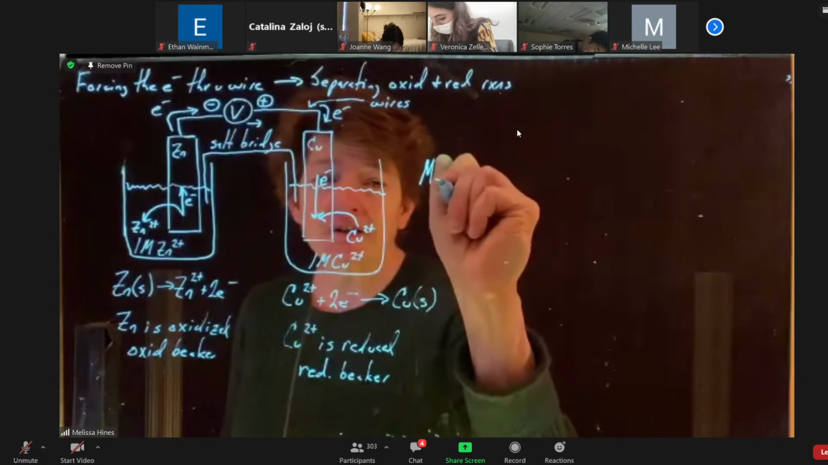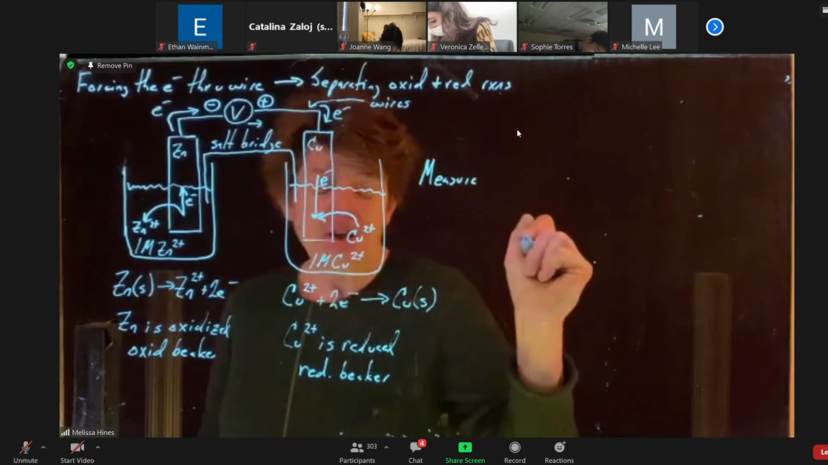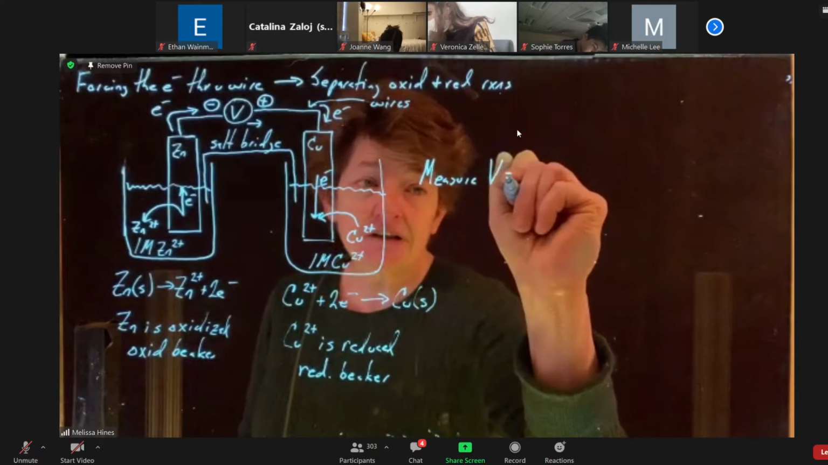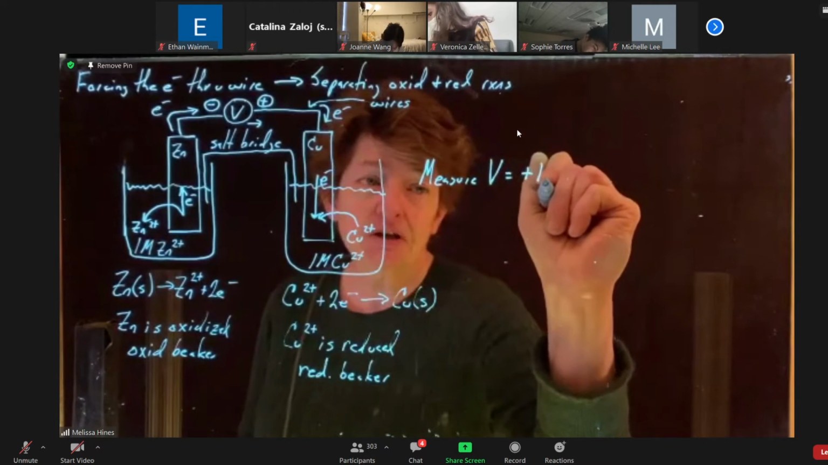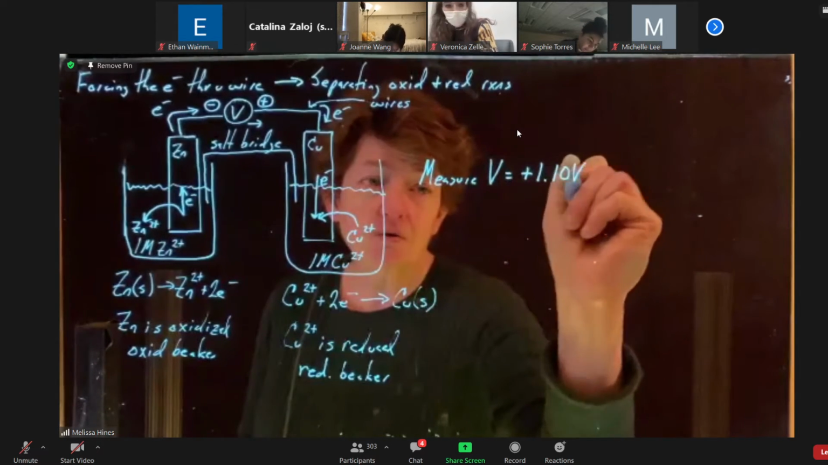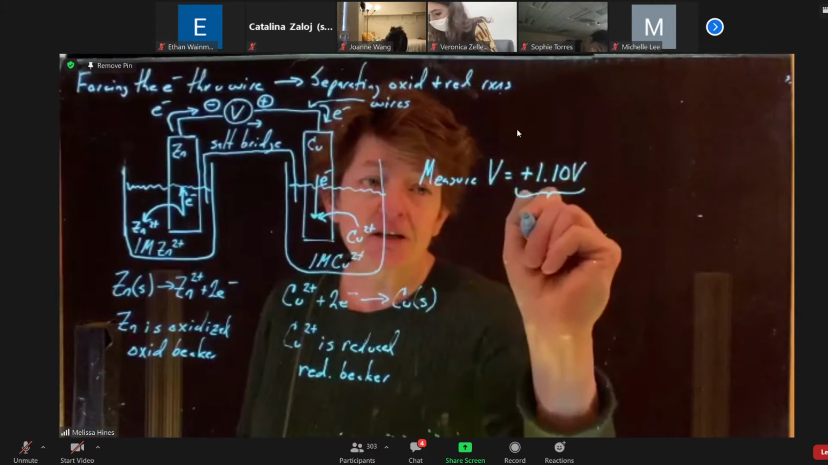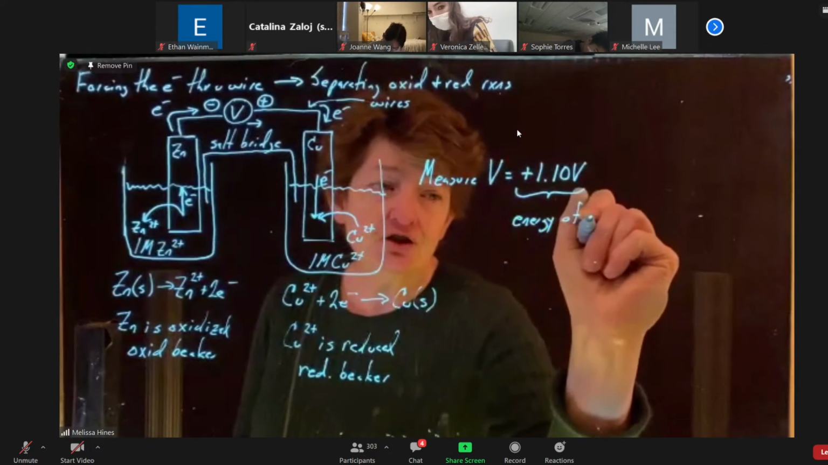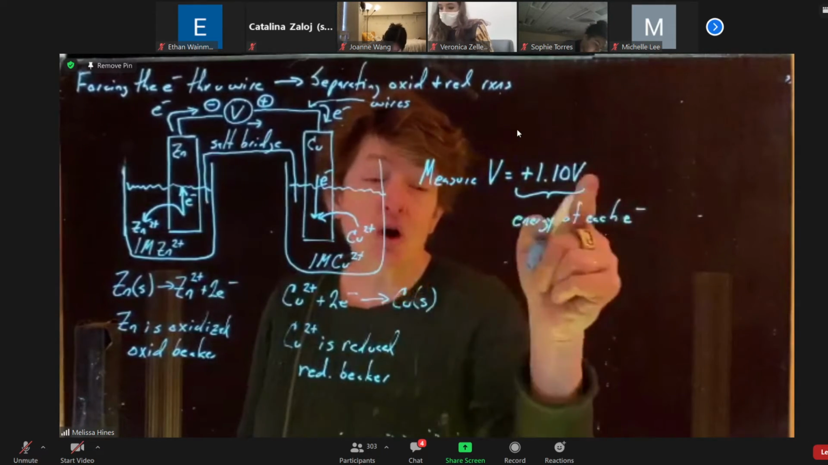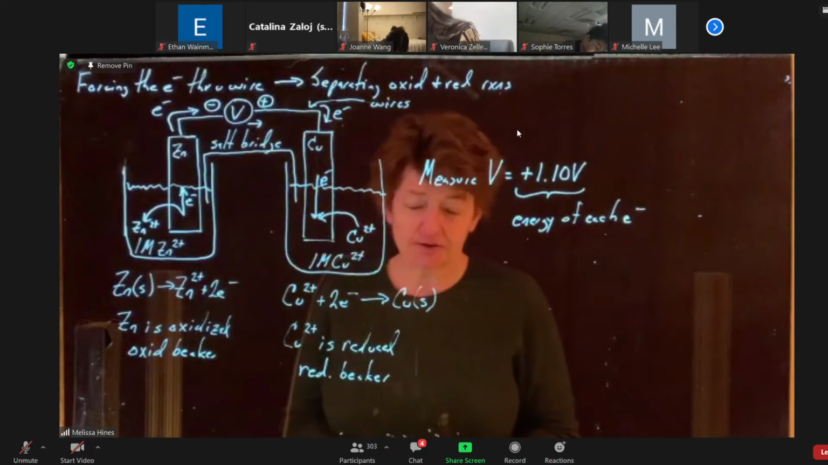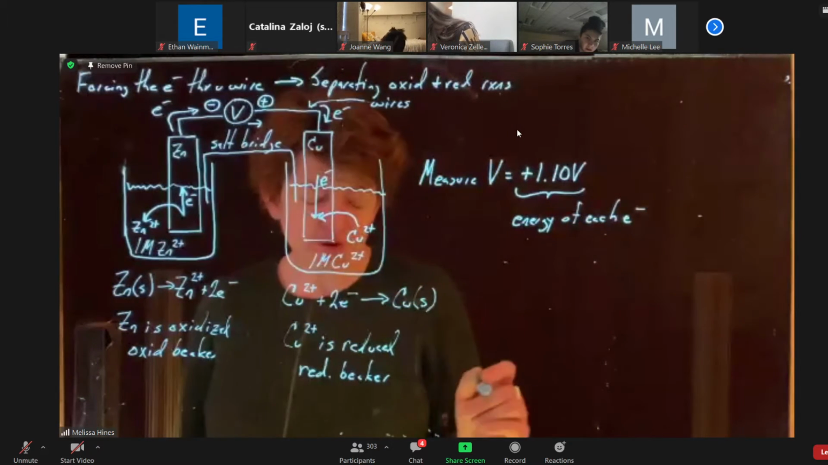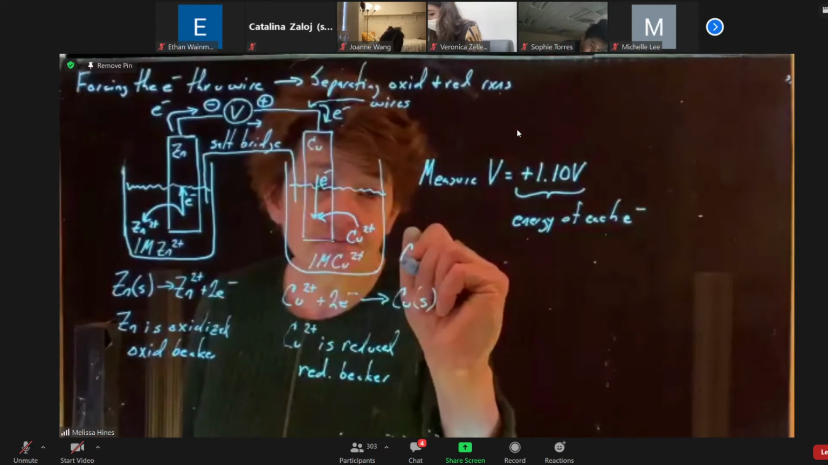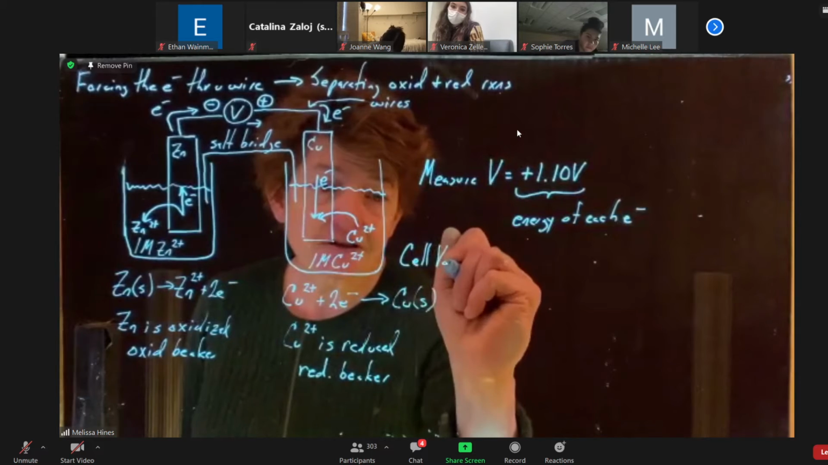So when we look at this, we measure that our voltage, V, is going to be equal to a plus 1.10 volts. So what is this going to be? This is going to be a measure of the energy of each electron. If this number were larger, we would have more energetic electrons. Okay, so what is this thing that we have just measured? This is going to be what we call the cell voltage. So this is our cell voltage.